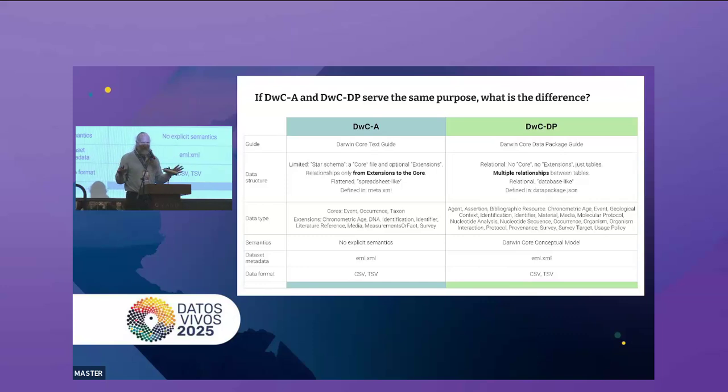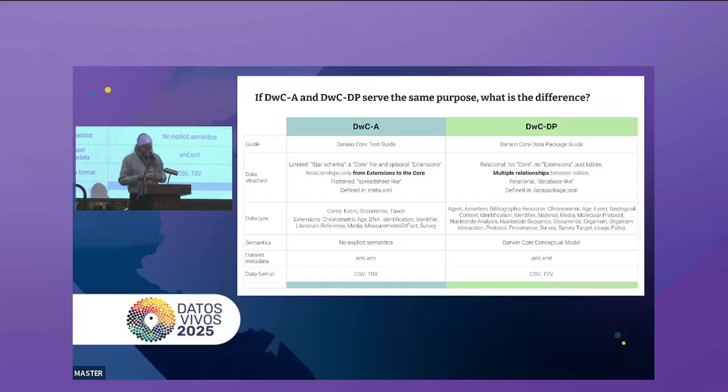They have the same purpose, archives and data packages, but they have a difference. The difference is that there are limitations to the Darwin Core archive, which says you can't go more than one layer of connection deep. And the Darwin Core data package says, that's fine with me. Go as deep as you want.